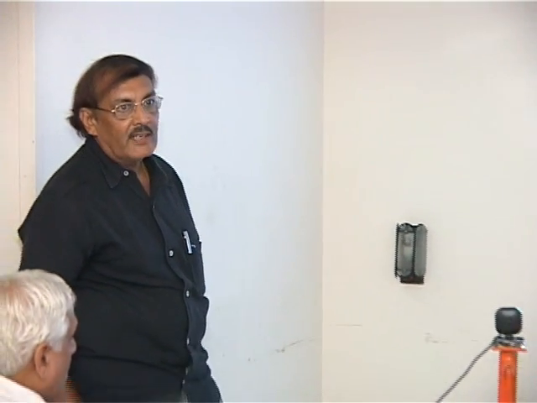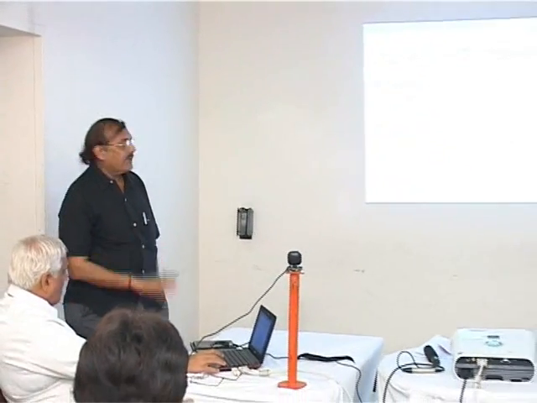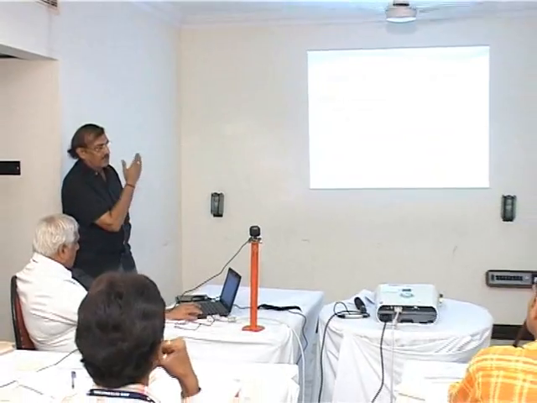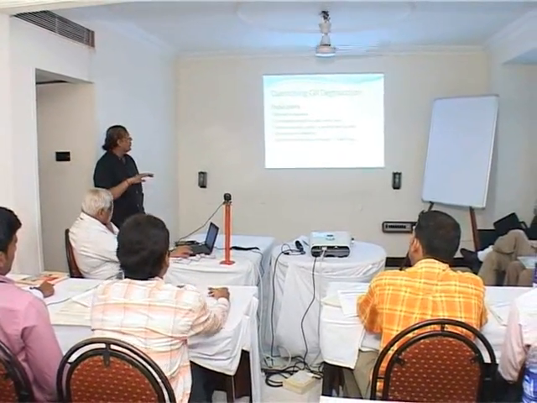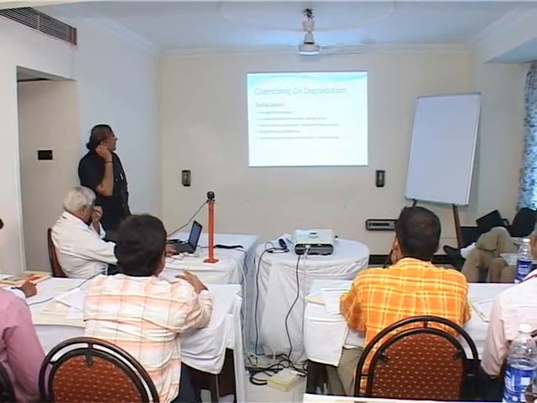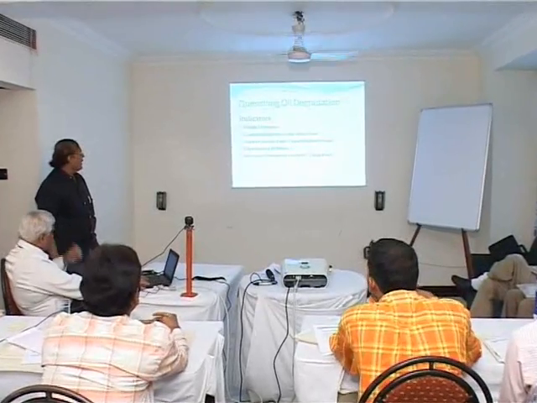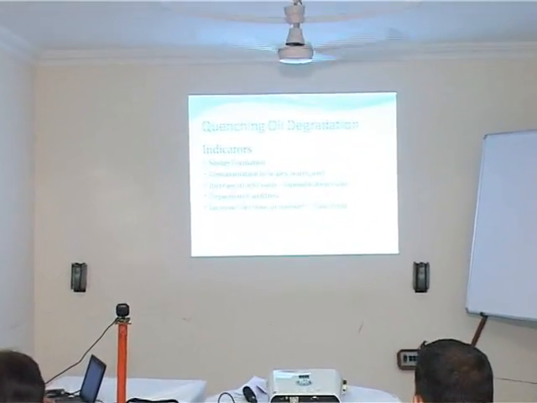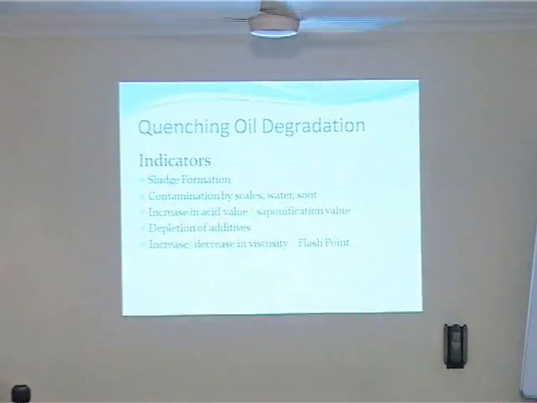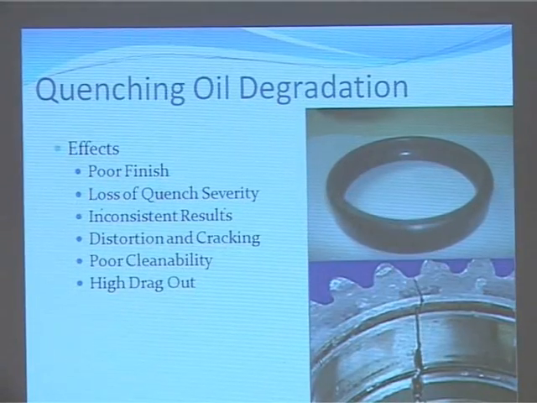Quenching oil degradation indicates slag formation. If the oil is not suitable for quenching at that time, you will find that slag formation has taken place and foam will come on top. There is contamination by scales and water, an increase in the acid value and saponification value, depletion of the additives, and a decrease in the viscosity or the flash point. So you come to know that this oil has degraded and we have to change it.